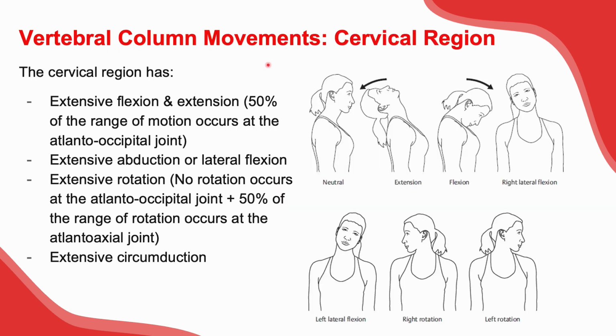The vertebral column movements. In the cervical region, we have extensive flexion and extension, like you're saying yes. And this movement occurs at the atlanto-occipital joint. We have extensive abduction or lateral flexion, and we have extensive rotation, which occurs at the atlanto-axial joint. We also have extensive circumduction.